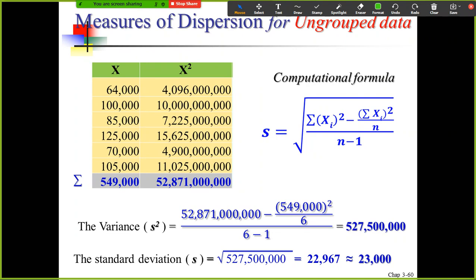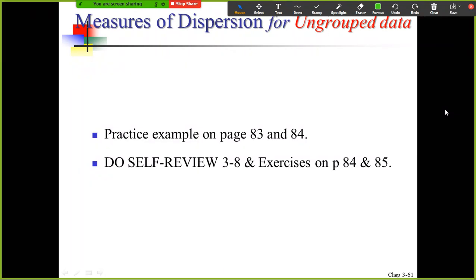So now we come to the end of measuring dispersion using ungrouped data sets. Before finishing, you need to go to your textbook to practice examples on pages 83 and 84, self review 3.8 on page 84, and exercises as homework on pages 84 and 85.